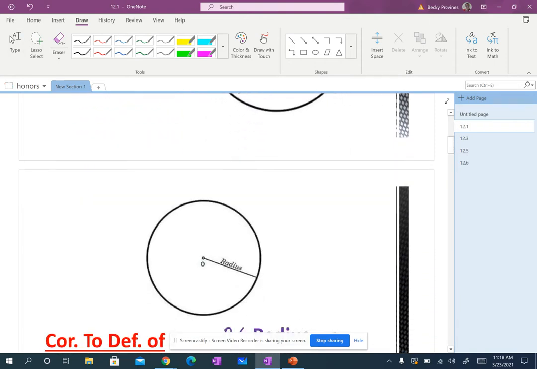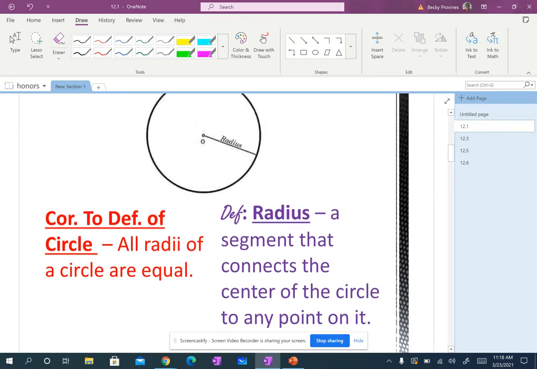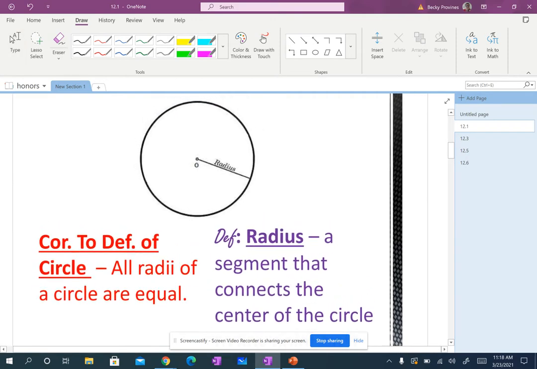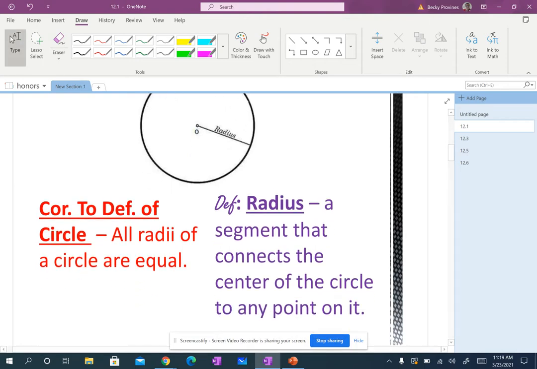Okay, and here's your formal definition of a radius. It's a segment that connects the center of the circle to any point on it. And the corollary to the definition of a circle is that all radii of a circle are equal, which we will use within proofs. And we all know that if it's a real circle and not like an oval, all the radii will be the same. And the word radii is the plural form of the word radius.